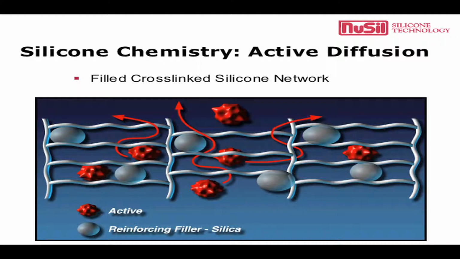So this is just a nice little shot of a filled silicone. So you've taken the API. So if you look, the blue lines are polymer, the blue discs are silica, and the red globs are the active. So it's all moving throughout itself.